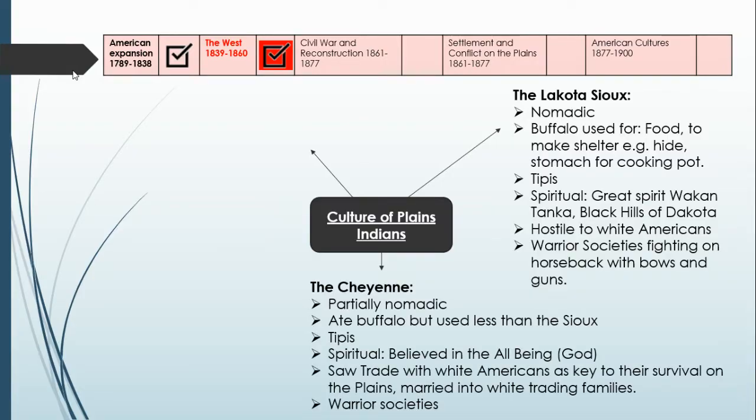We then have the Cheyenne. There are some similarities between them and the Sioux, so let's have a look at those. They are partially nomadic, so they do have more set bases than the Lakota Sioux, but they also move around. They eat buffalo, but they use the buffalo a lot less than the Lakota Sioux do. They also live in teepees, so remember those tent-like structures. They are also spiritual, so they believe in God, basically.